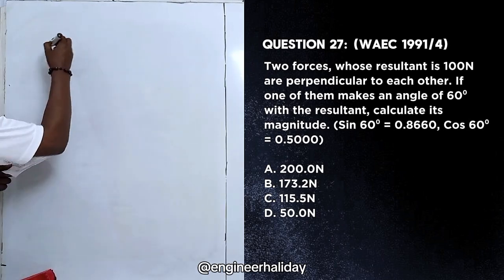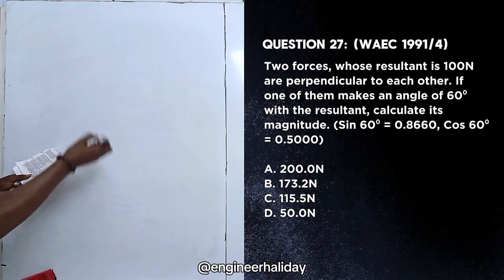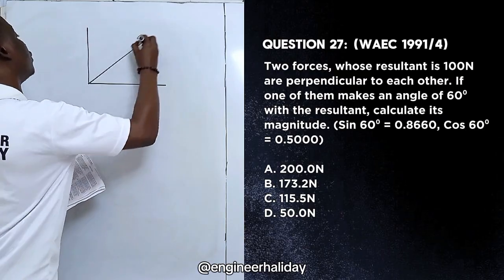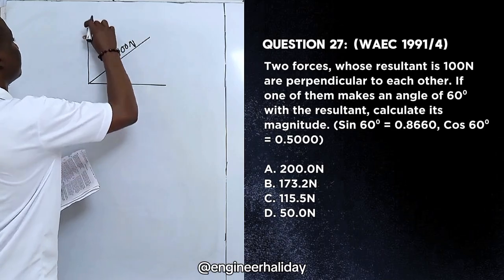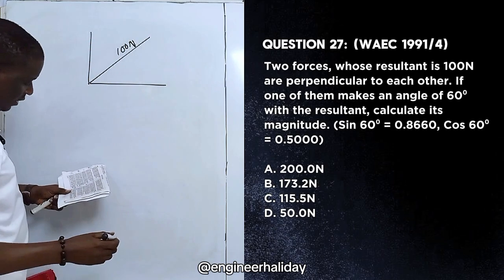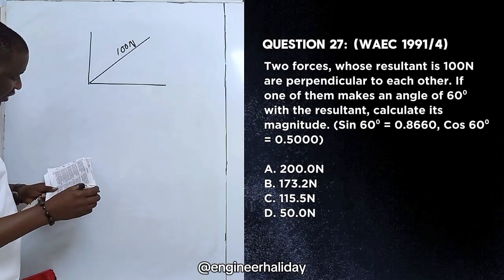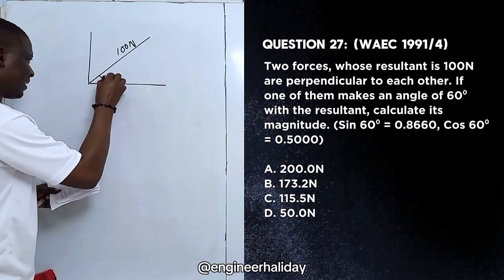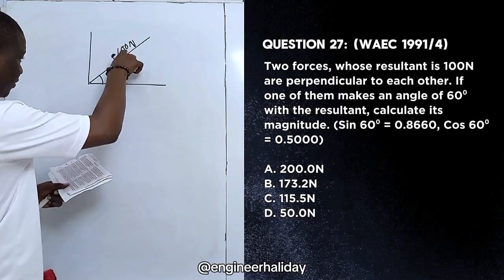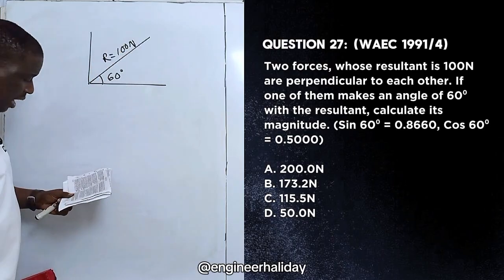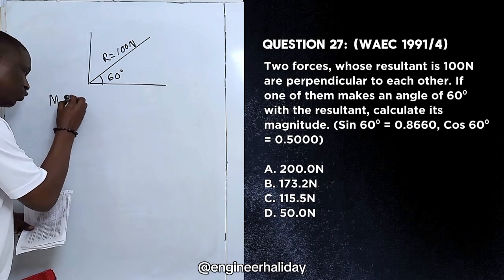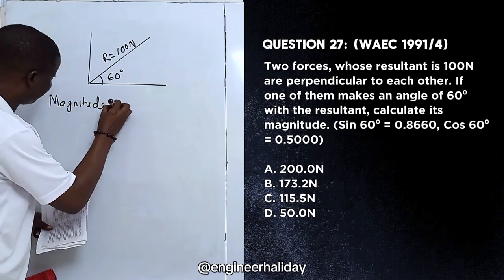Now what I want to do is very easy. We have the resultant of two vectors to be 100 Newton, and they said it makes an angle of 60 degrees with one of them. Let's say it makes an angle of 60 degrees with the resultant. This is the resultant, R. Now they say calculate the magnitude. We've talked about magnitude before, so I don't need to waste time. We solved this kind of question before.